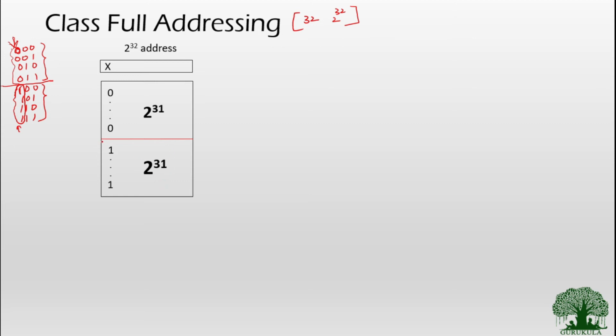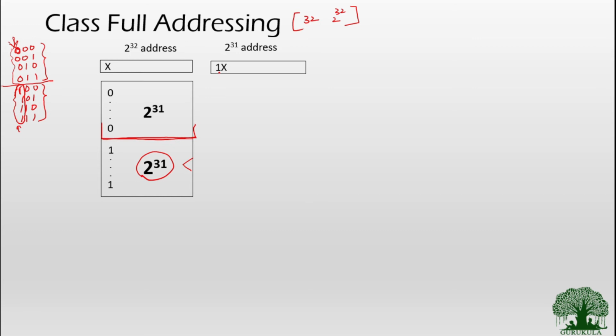Now you should not alter anything in this particular block. You will keep this block as such, and I will further divide the other block into two again. So I have 2 power 31 addresses here, and I will divide only these 2 power 31 addresses into 2. How do I further classify it into 2? Here all the addresses in this block start with 1, so this bit is always 1. We cannot change this.